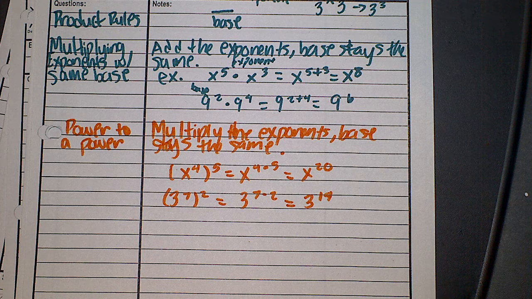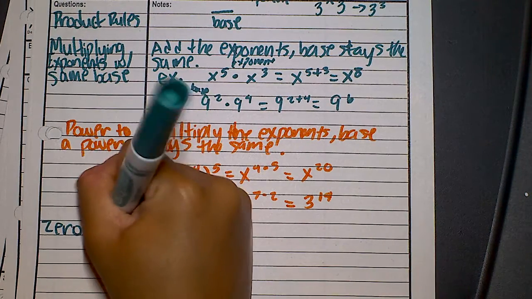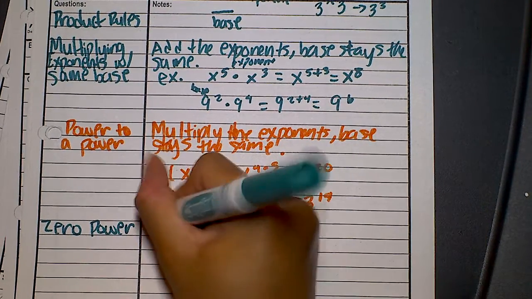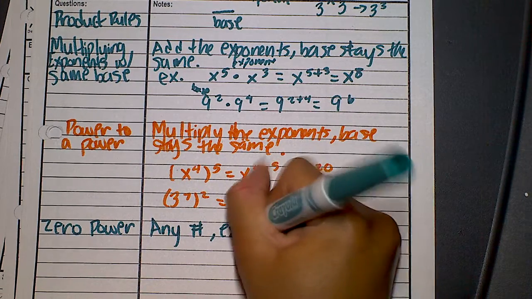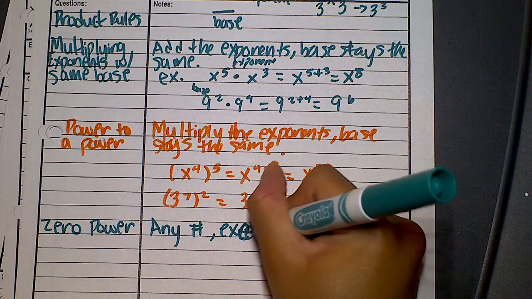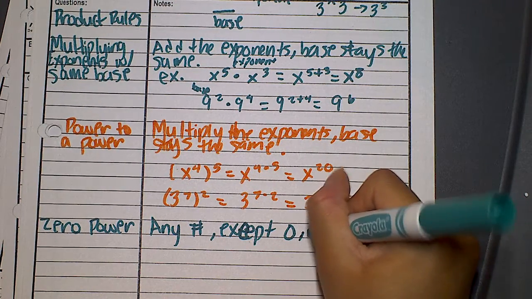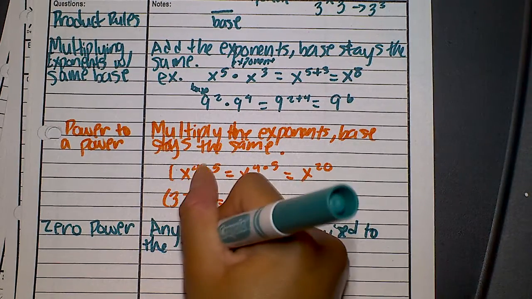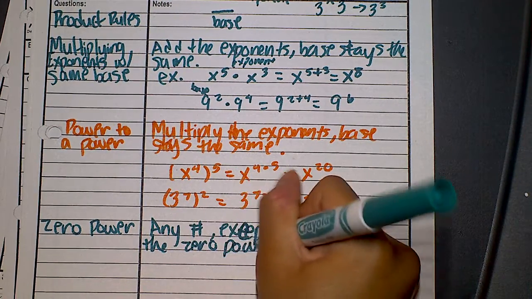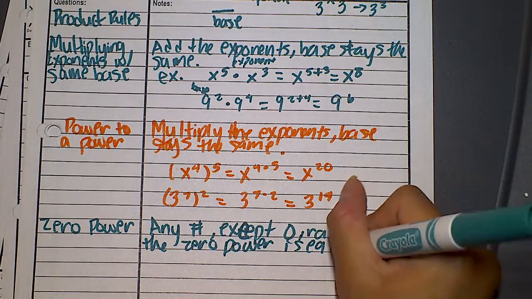This one is not an operation, but you do need to know the rule, that zero power rule, which the zero power rule is just any number except 0, raised to the 0 power is equal to 1.